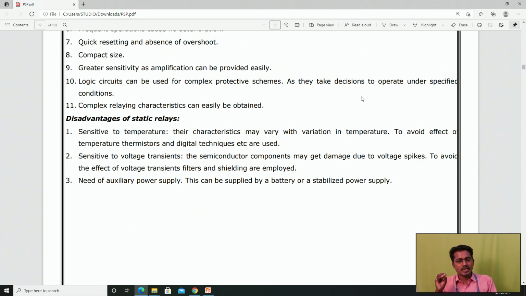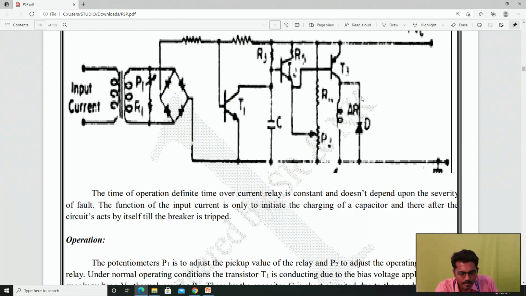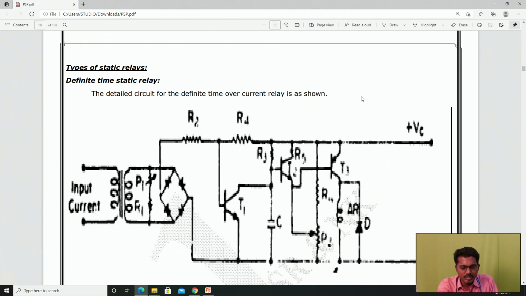So a few seconds of current flow will be considered as the overloading current, so the relay may get operated. So the static relay will be very sensitive to voltage transients. Okay, so this is the diagram for the static relay.